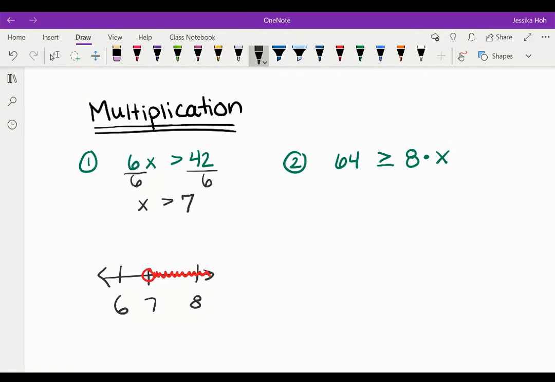All right, same thing. Our variable is on the right. It's okay. We're going to look to the side of the variable, and we're going to use that number. So this is multiplication. We're going to divide both sides by 8. 64 divided by 8 is greater than or equal to x. 8 divided by 8 gives me 1 x, or I can just say x.